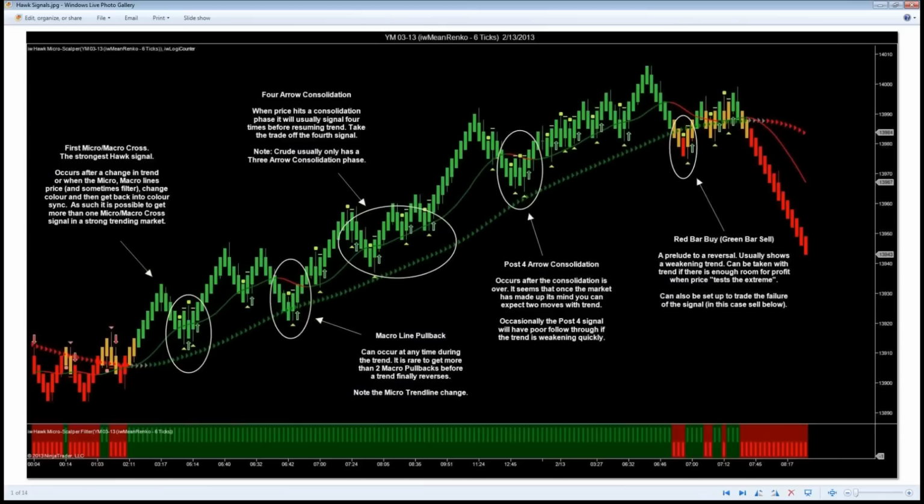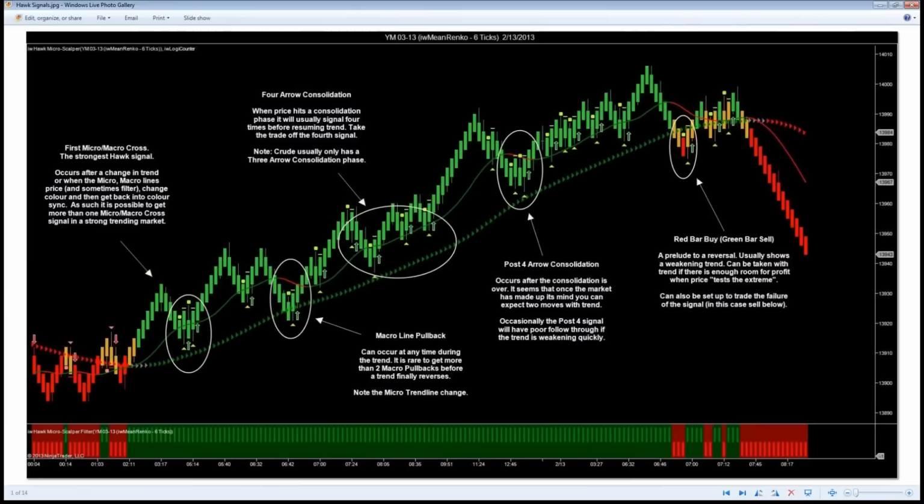This is our Hawk cheat sheet. So you can see, in spite of having a lot of different signals, there's really only 5 signals that you're interested in, and they're fairly easy to spot. In the Hawk, for instance, your first signal, your highest probability signal, is this first micro-macro crossover signal. And that occurs when the micro line, that's this thin one, crosses over the macro line, and it generates in this case a buy signal. Very, very high probability signal.